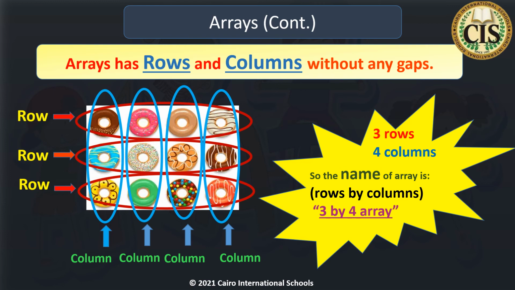So the number of rows here, how many rows? 3 rows. So we will write 3 and must write the word by. Then write the number of columns. We have 4 columns here. Then this array is 3 by 4 array. Don't forget to write the word array. So the array is 3 by 4 array as it has 3 rows, 4 columns.